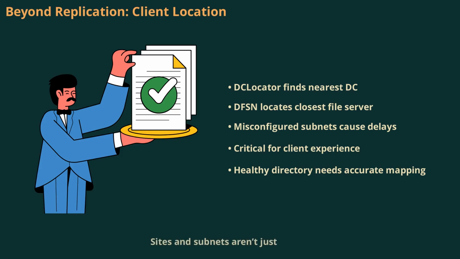Sites and subnets aren't just about replication, they're vital for client experience. The DC locator mechanism uses site information to direct clients to the nearest domain controller for authentication. Similarly, DFSN helps clients find the closest file server. When subnets are misconfigured, clients may cross WAN links unnecessarily, leading to delays. Ensuring accurate site and subnet mapping is a prerequisite for a healthy, responsive directory environment.